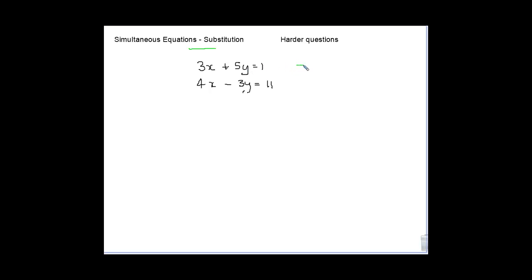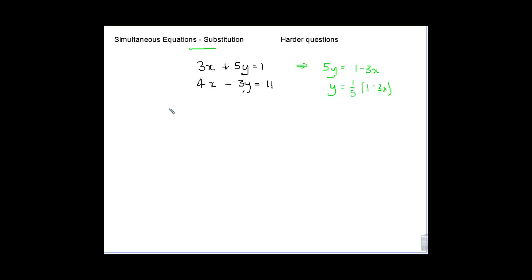So if I take this first equation and manipulate it, I'm going to get 5y equals 1 minus 3x. So I've just subtracted 3x on both sides. But I still want to get y by itself. So y is going to be equal to 1/5 of (1 minus 3x). So what I'm going to do now is do this substitution into the second equation.